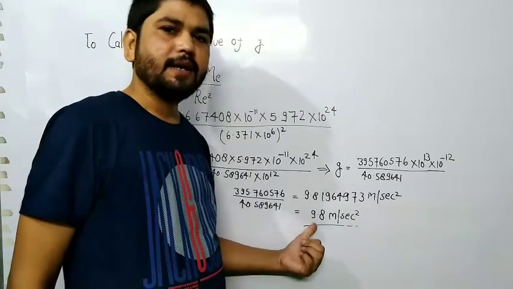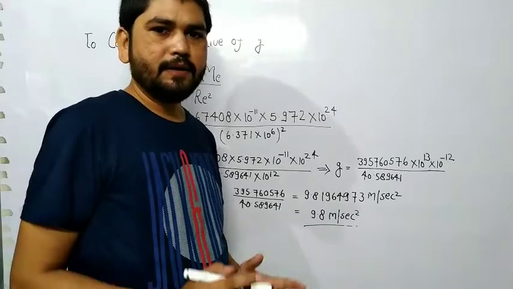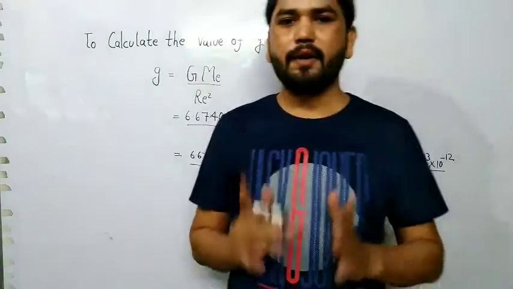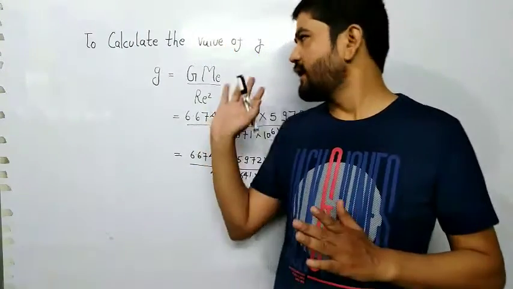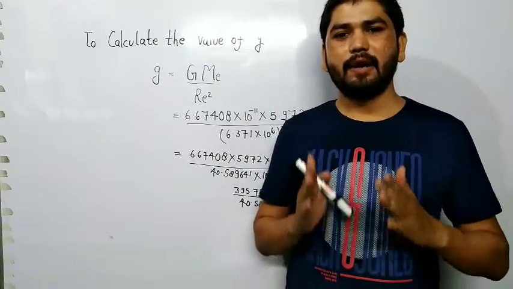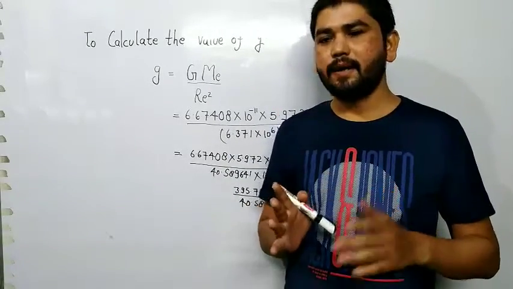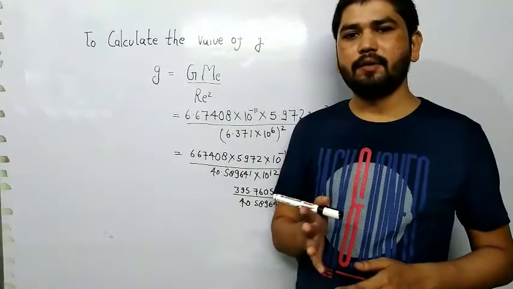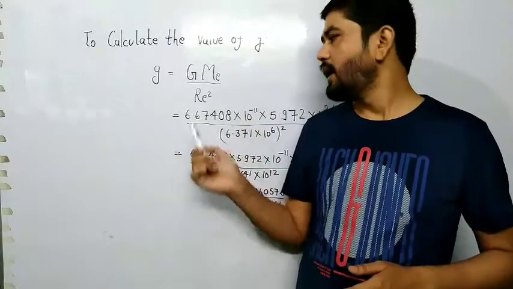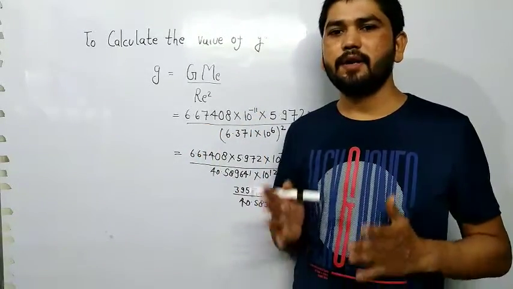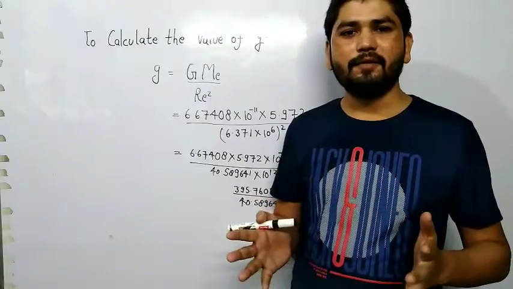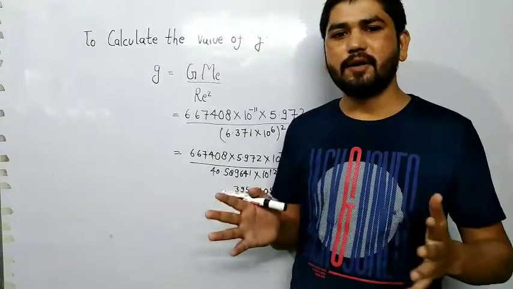That's why I have written here 9.8 meter per second square. So this is the method to calculate the value of small g. In this way, we can calculate the value of small g on Earth. If you want to calculate the value of small g on another planet, suppose the Moon, then in place of the mass of Earth, you will put the mass of the Moon, and in place of the radius of Earth, you will put the radius of the Moon, and you can find the value of small g. Anywhere you can find it.